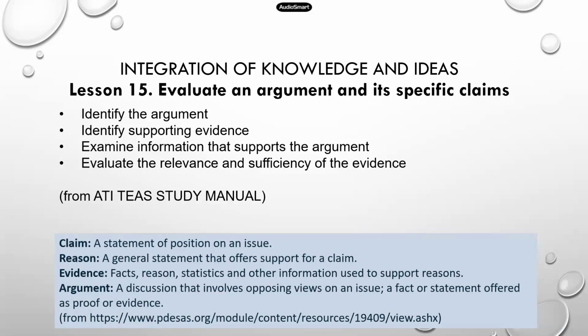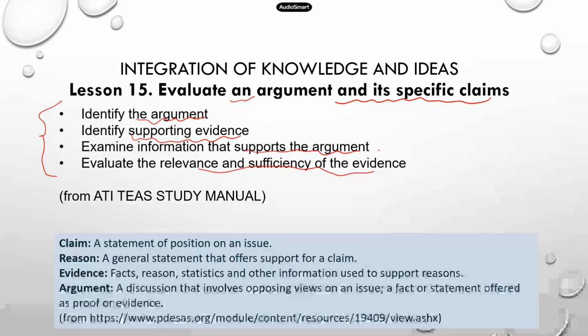Today we're going to look at how to evaluate an argument and its specific claims. So here are the learning objectives. You need to be able to identify the argument and its supporting evidence. Examine information that supports the argument and evaluate the relevancy and sufficiency of the evidence. So this is actually very similar to a previous lesson that we talked about. Right, you need to identify a claim and then all the supporting details for that claim.